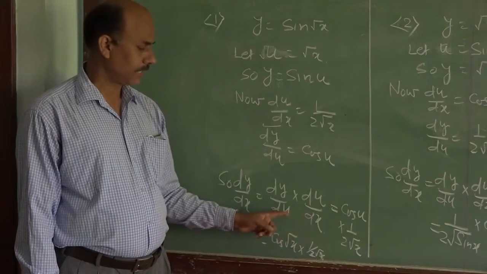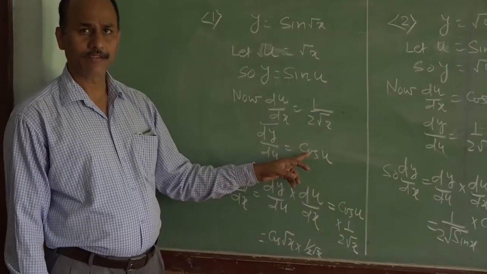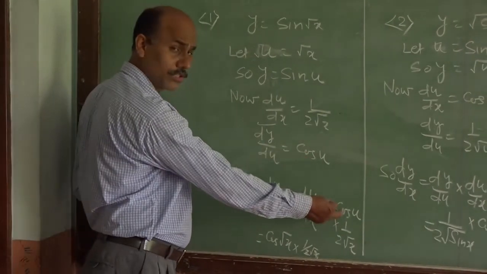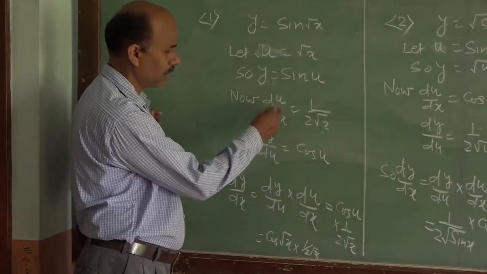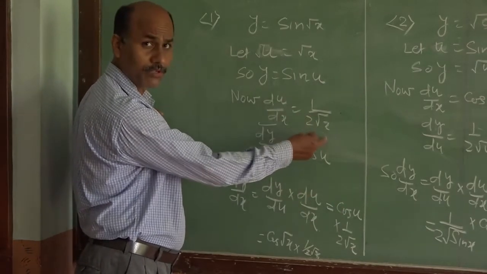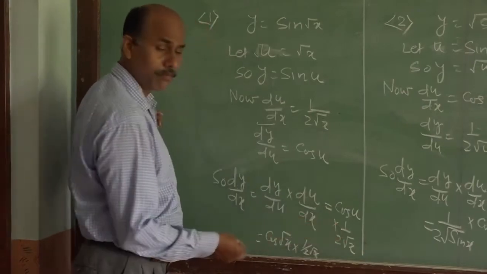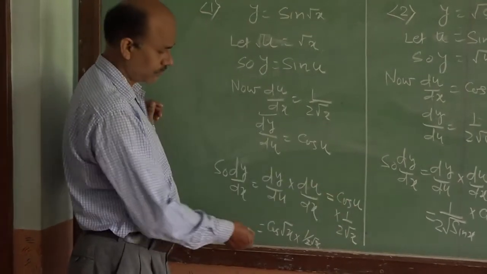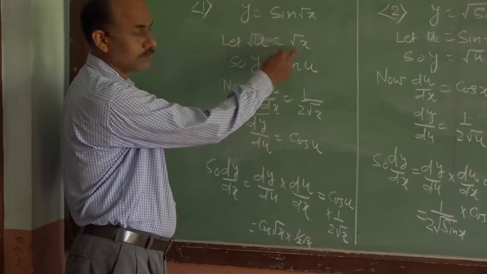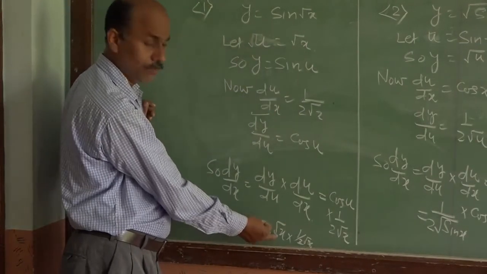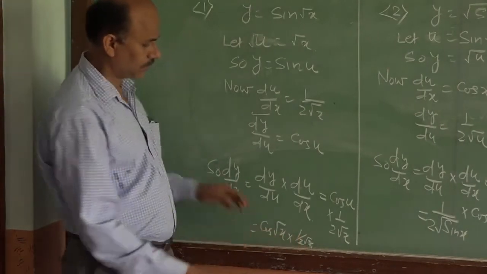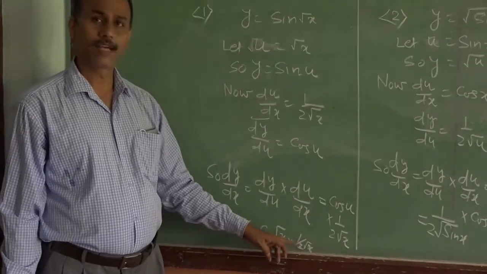Now after arranging it, you should go for the replacement of these values. These values means dy by du, you got as cos u, so we have to write that as cos u, and du by dx value we got as 1 upon twice root x, so we have to write 1 upon twice root x. At last you have to replace the value of u, so that value of u we have taken as u is equal to root x, so that value you have to replace here. So that your final answer should be in terms of the variable x.